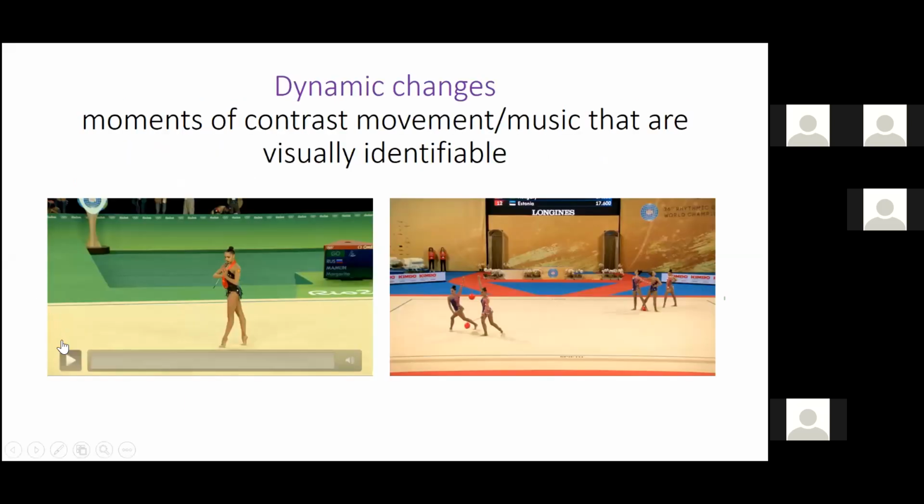I want you here to see with Mamoun the dynamic changes in her exercise: when the music is slow, how she changes her accents of music. When the music is fast, how she throws her ribbon or has high accents.